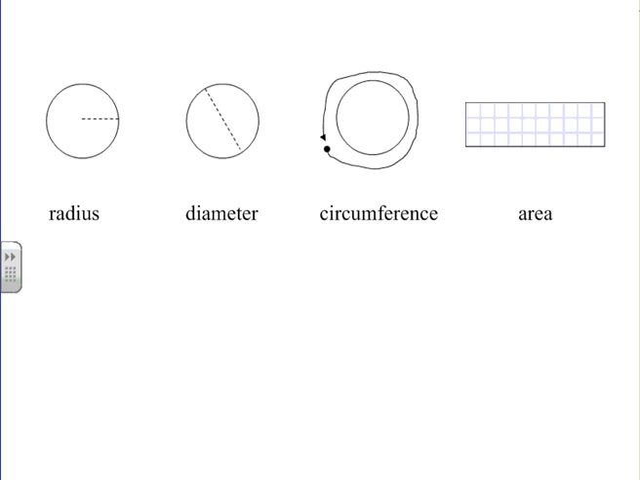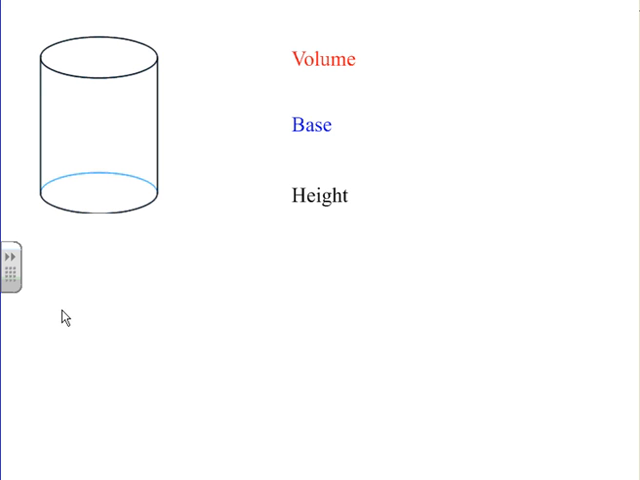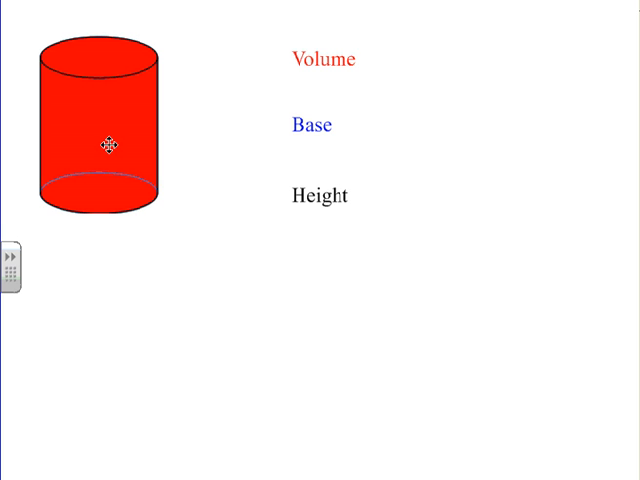Now we'll take a look at a few more words. For example, and we'll use this cylinder to help us, the word volume. Volume is the amount of three-dimensional space an item occupies. In other words, a cubic measurement. Base is the bottom of a three-dimensional figure. Here we have a circle on the bottom of our cylinder. And height is the measurement of how tall a figure is.